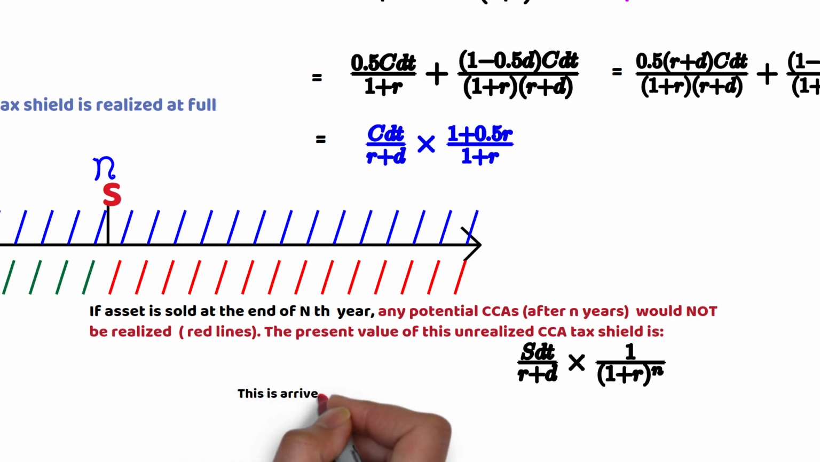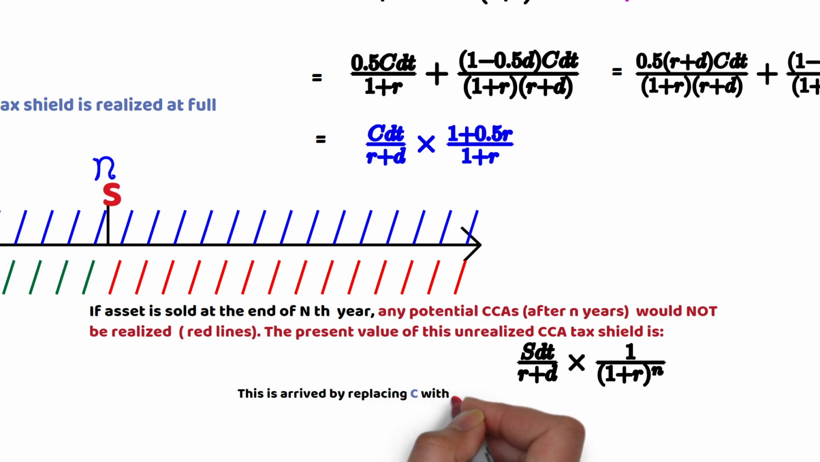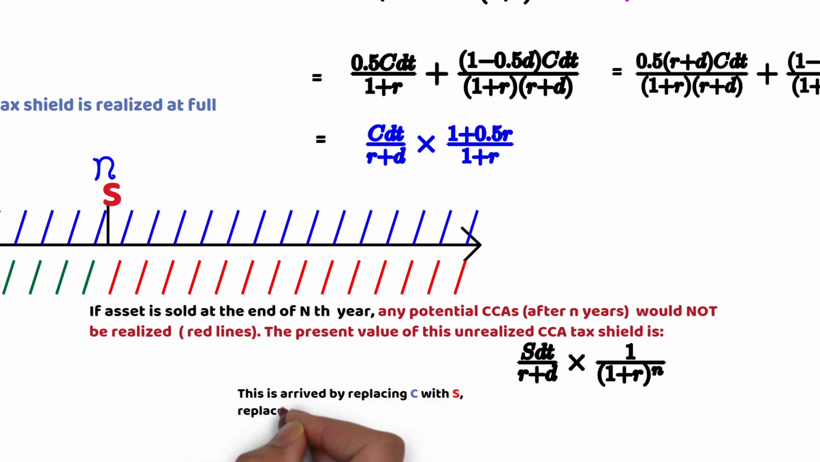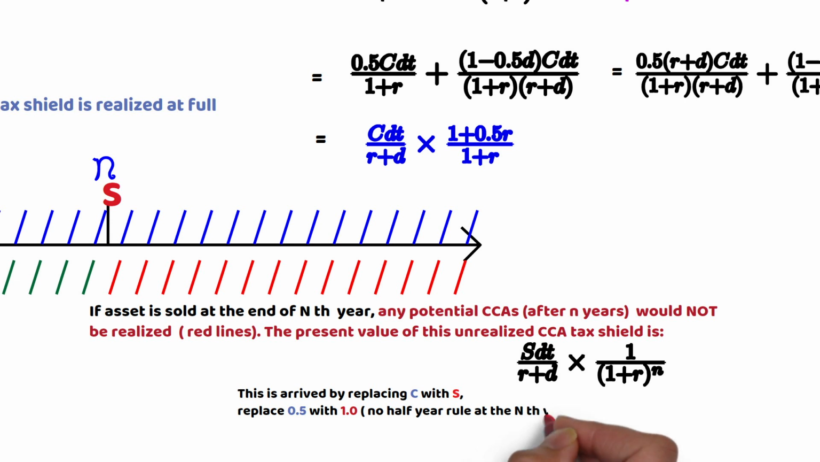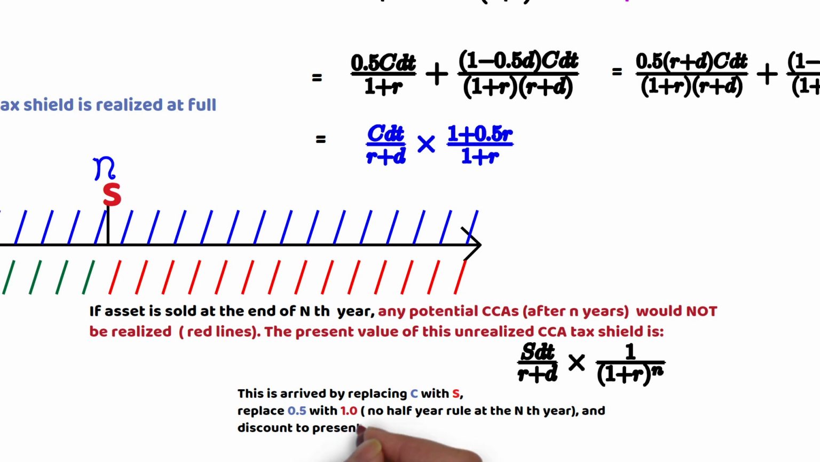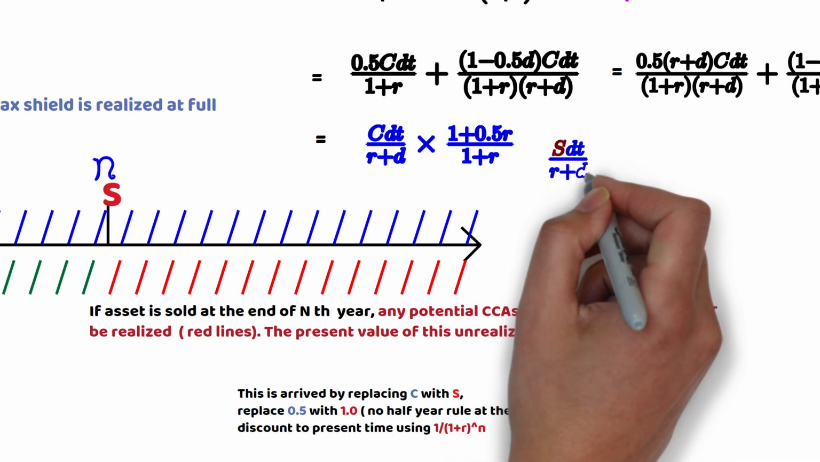This formula is arrived at by using the blue formula. We replace the C with S. C is the cost value, S is the salvage value. And we replace 0.5 with 1.0 because after N years, there's no half-year rule. So the 0.5 coming from the half-year rule should be replaced by 1.0. And also, this is the Nth year, so we have to discount for the time value of money.